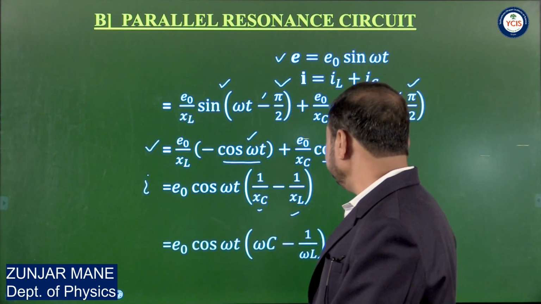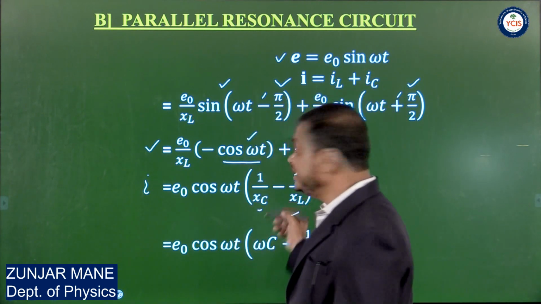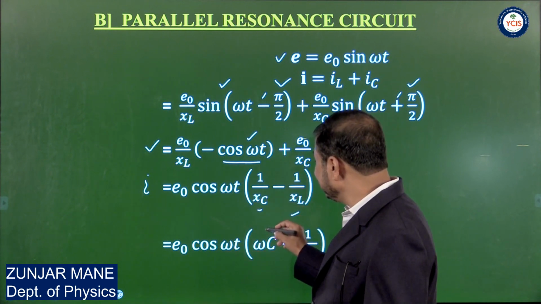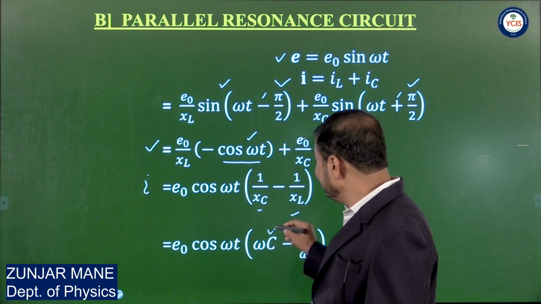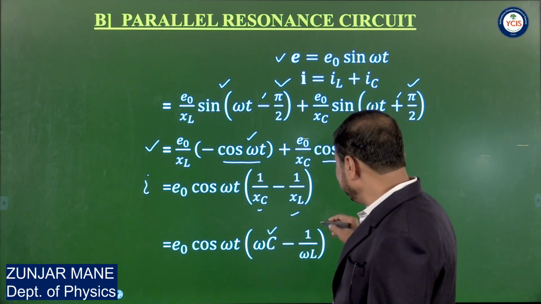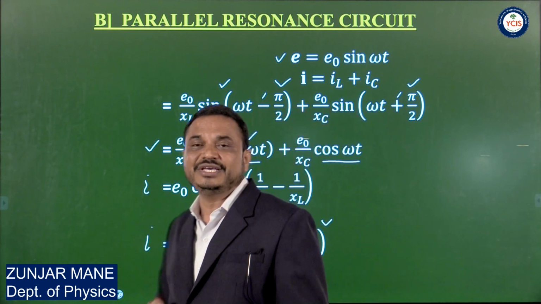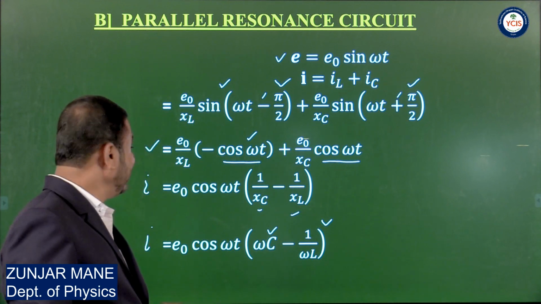Now substitute the values of XC and XL. XC is equal to 1 upon omega C. Therefore 1 upon XC is equal to 1 divided by 1 upon omega C, which is equal to omega C, and 1 upon XL is equal to 1 upon omega L. So the current I is equal to E0 cos omega t (omega C minus 1 upon omega L).